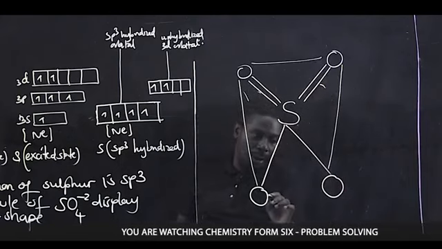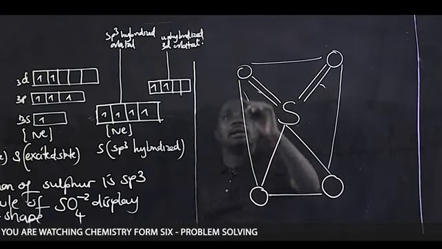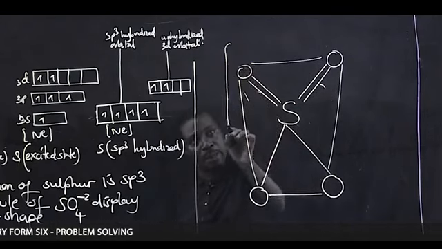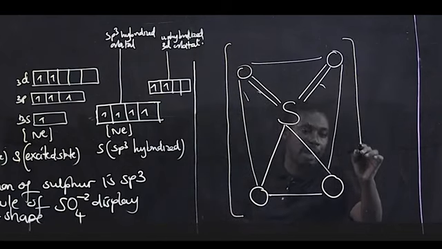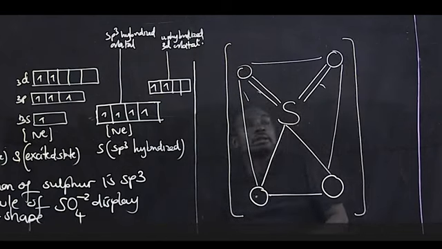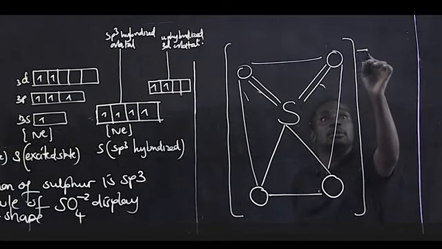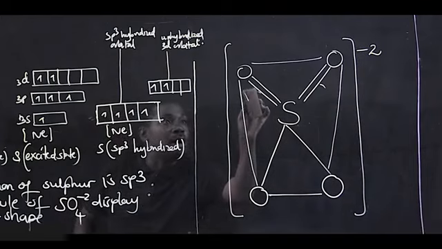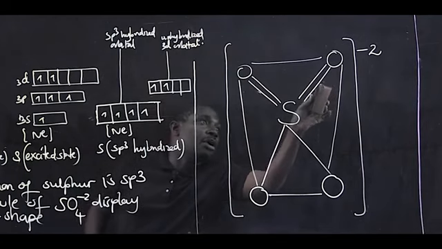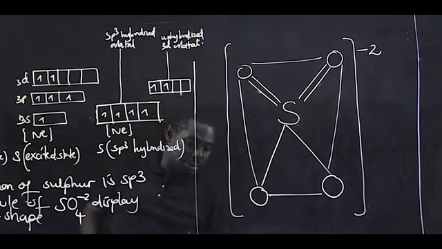This is an angular shape of the molecule of sulfate ions. And the sulfate molecule has a negative charge, so it should be enclosed in square brackets, and the charge of the sulfate ion should be written above on the right side. So this represents a molecule of sulfate ions displaying an angular geometrical shape.